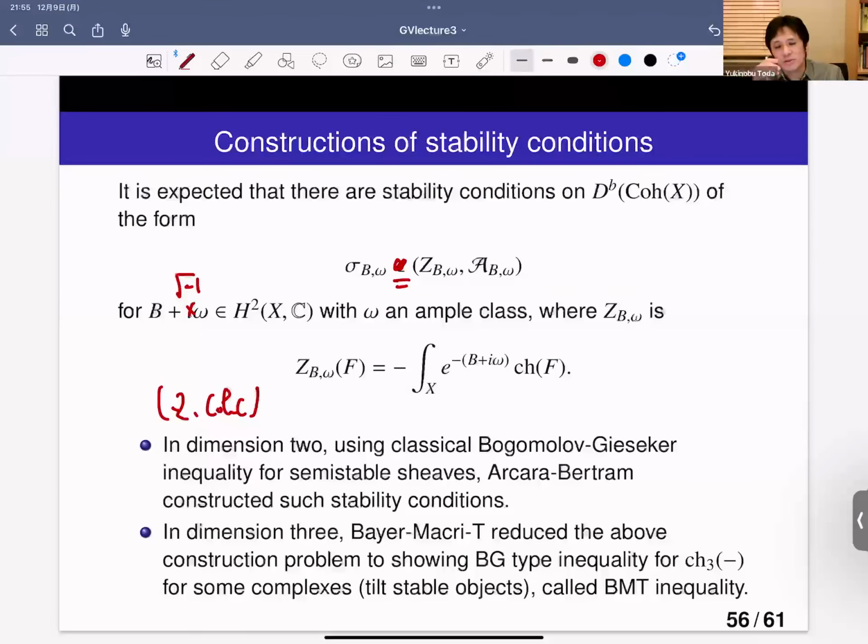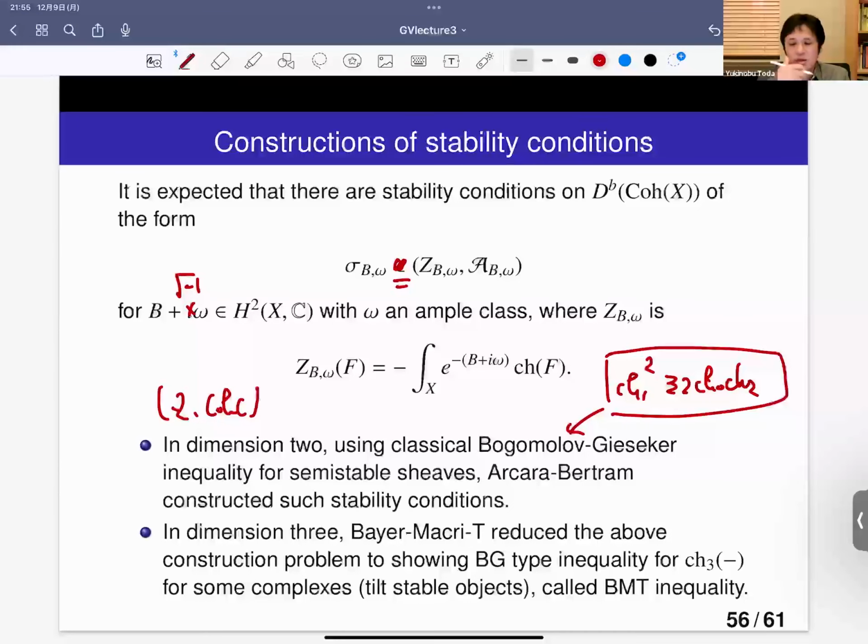In the two-dimensional case, we use the classical Bogomolov-Gieseker inequality, an inequality of the Chern characters for semistable sheaves, called the Bogomolov-Gieseker inequality in the case of surfaces. Using this inequality, it was proven by Arcara and Bertram, but originally the idea comes from Bridgeland's construction of stability conditions on K3 surfaces. Anyway, in the surface case, we can construct such stability conditions.